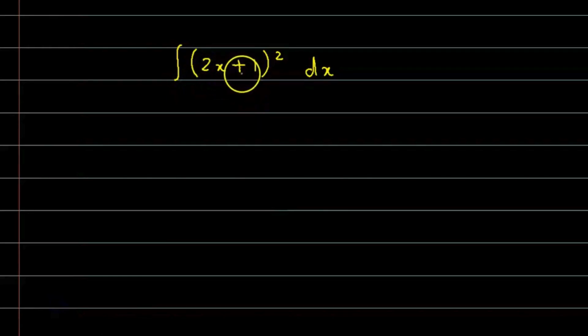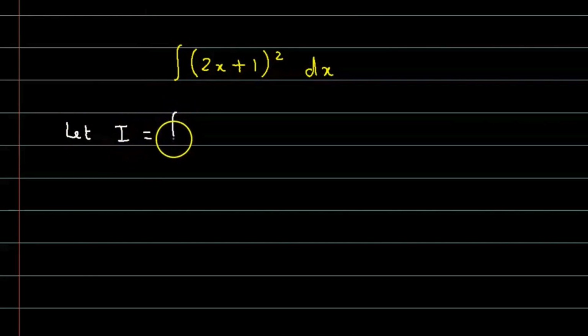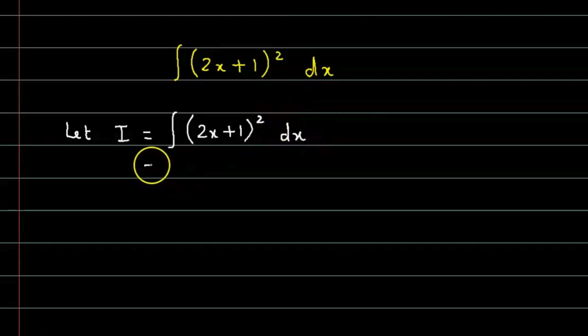Integrate (2x + 1) the whole square with respect to x. So let I be equal to integration of (2x + 1) the whole square dx. Now let us use the expansion formula, that is (a + b) the whole square. So that will be the first step.